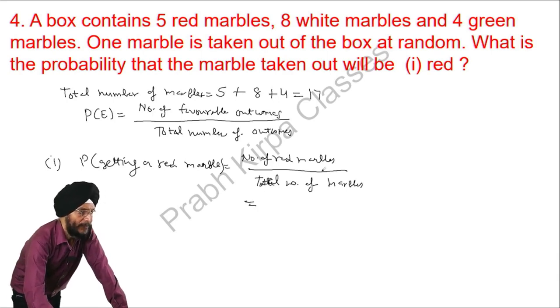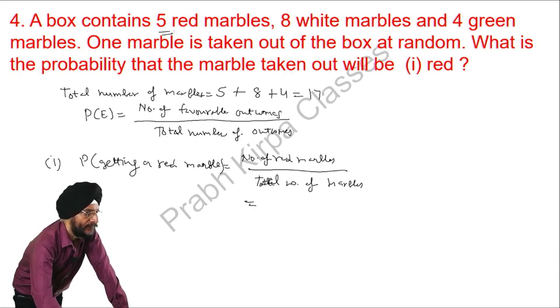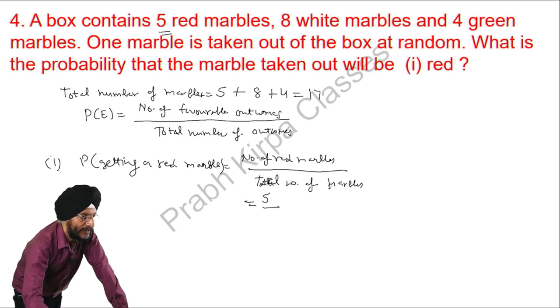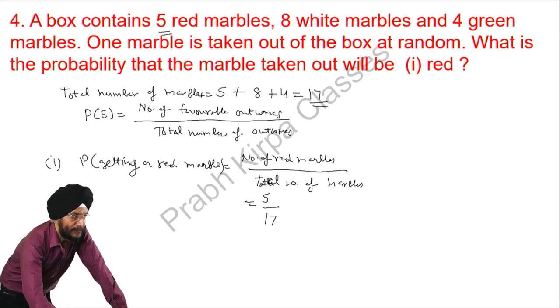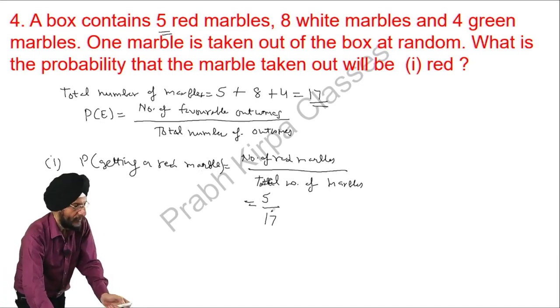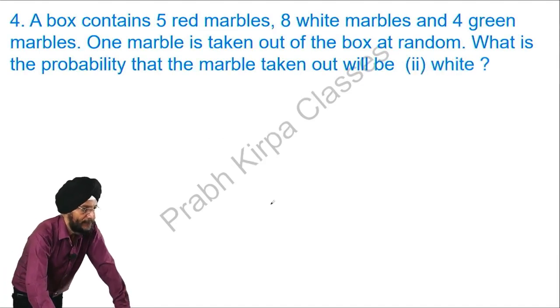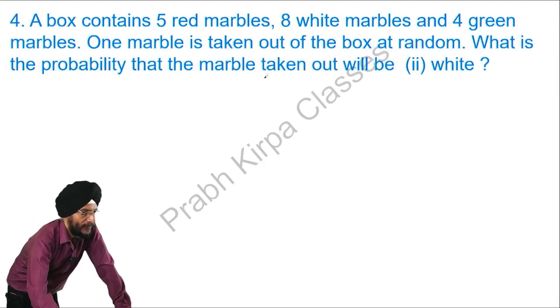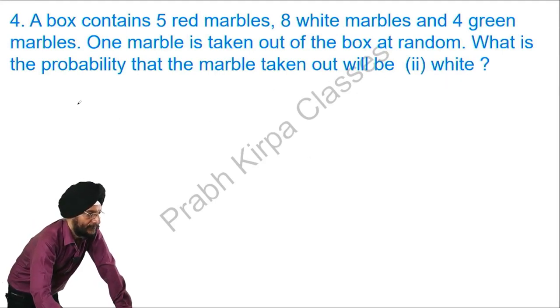So the number of red marbles is 5. What is the total number? This is the answer of the first part. The probability of getting a red marble is 5 over 17. So the next part of the question is the probability of getting a white marble.